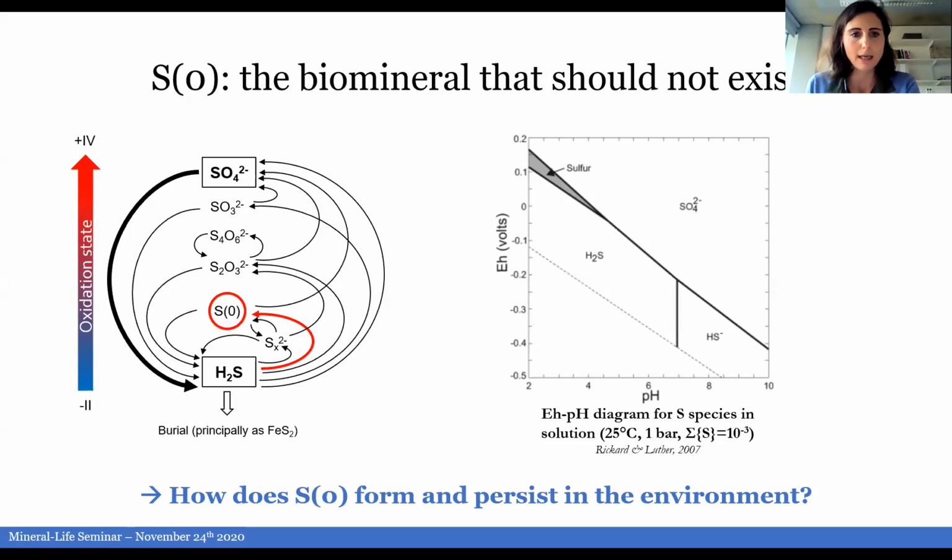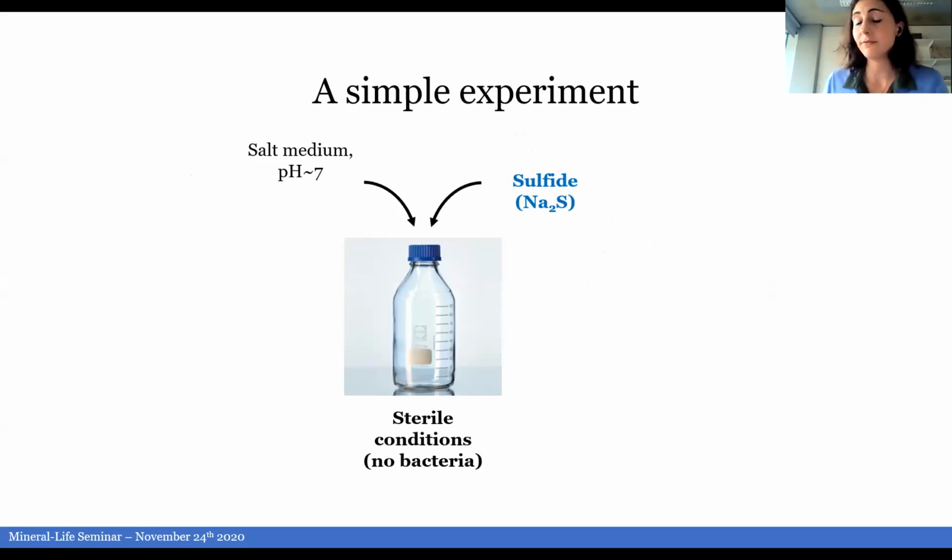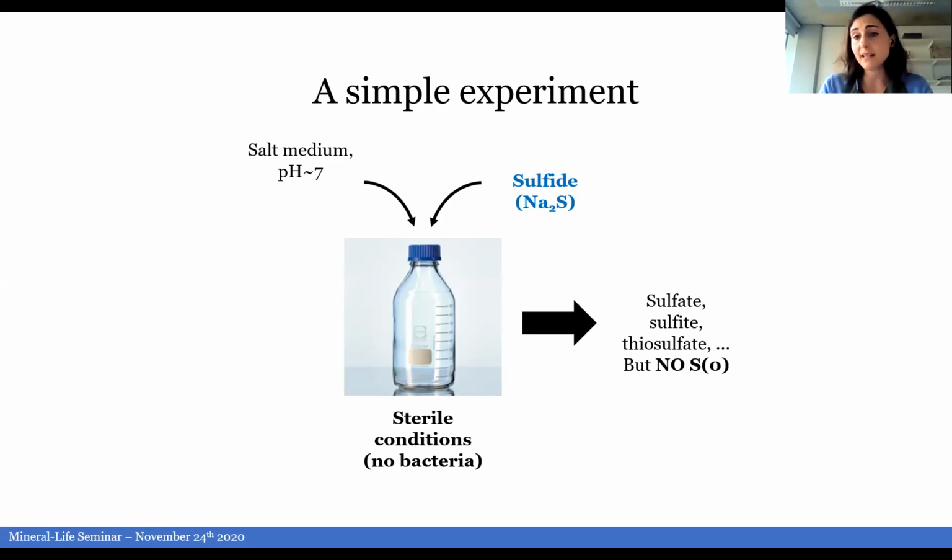And to answer this question, you can do a very simple experiment where you take a bottle. Here I'm talking about sterile conditions, so don't think about bacteria for now. You take a bottle, you add some salty water at circumneutral pH, and you add sulfide as a soluble sodium sulfide. And you let your bottle oxygenate. If you do this, you're going to form soluble species like sulfate, sulfide, thiosulfate, but no elemental sulfur. And I mean, this is predictable if you look at the Eh-pH diagram I showed before.